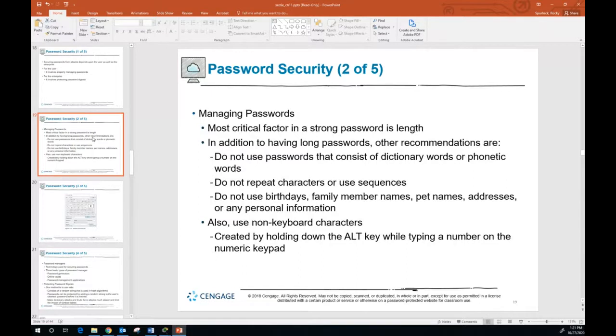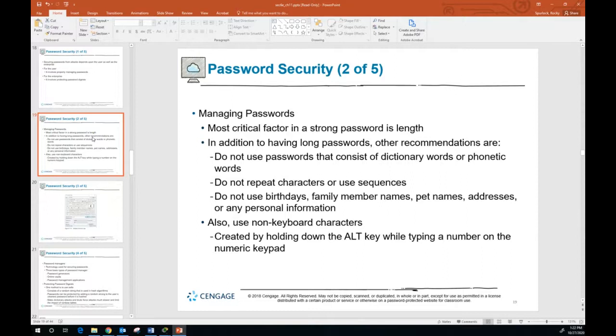So when we're managing passwords, when we think of this, the most critical factor is going to be the length for a strong password. The longer the password, the harder it is for it to be cracked. Also, in addition to having long passwords, other recommendations: don't use passwords that consist of dictionary words. Don't repeat characters or use sequences. Don't use your birthdays, family members' names, pets' names, addresses, or any personal information.